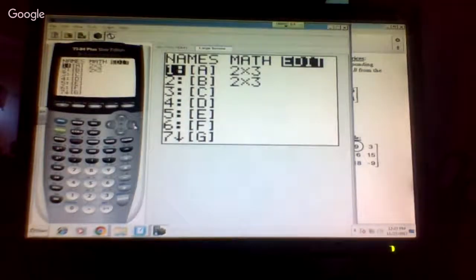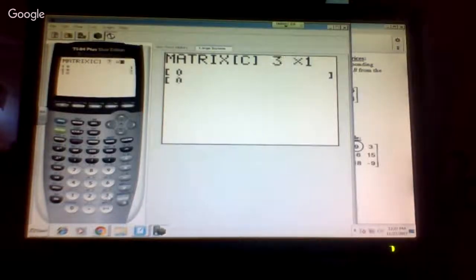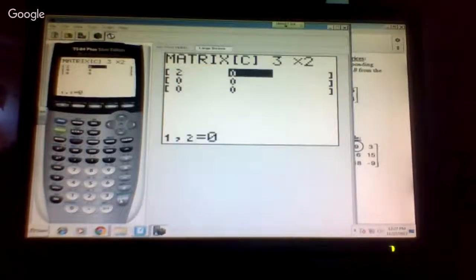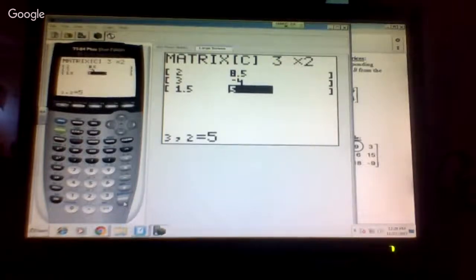Okay, edit. Choice 3. And we said that's a 3 by 2. Okay, we got 2, 8.5, 3, -4, 8.5, and 5. Okay, so if we go back to here, just like randomize.